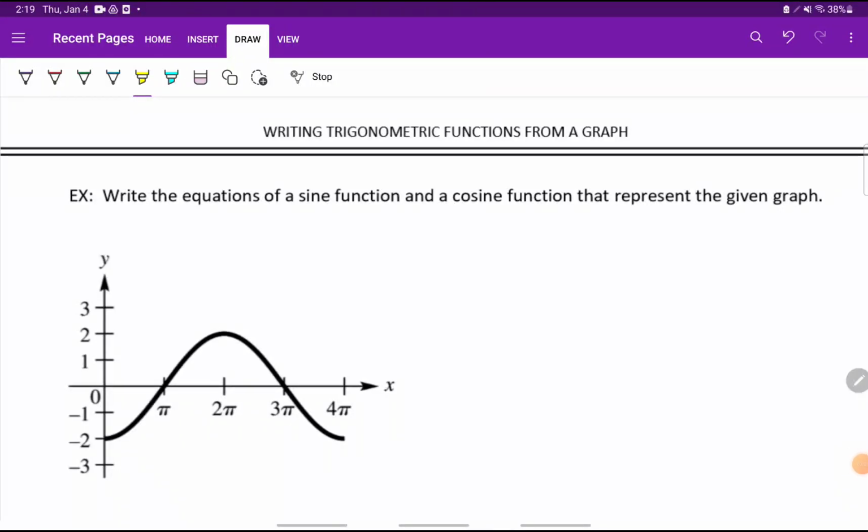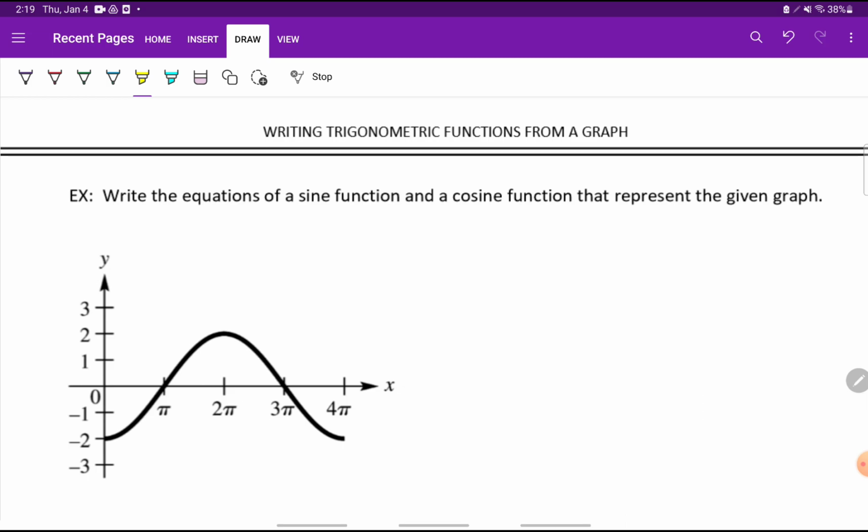I always think we have a deeper understanding of a concept when we think through it forwards and backwards. So in this video, we're going to be writing trigonometric functions from a graph. So let's write the equations of a sine and a cosine function that represent the given graph.